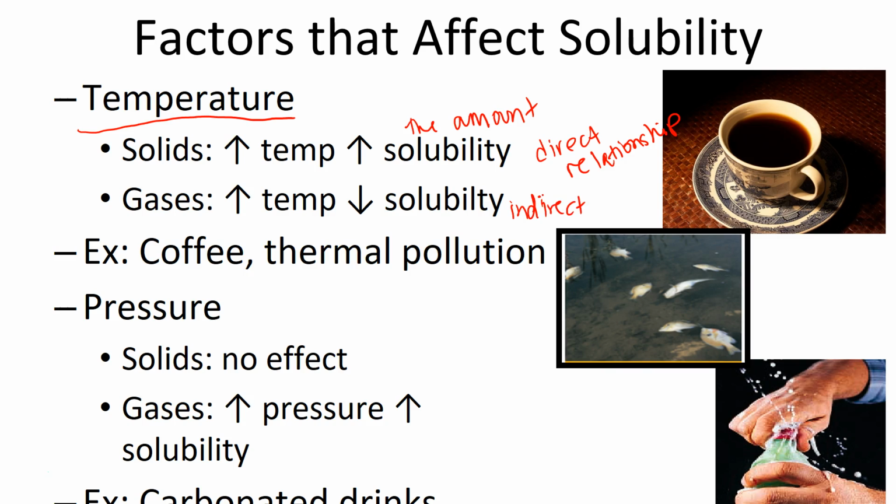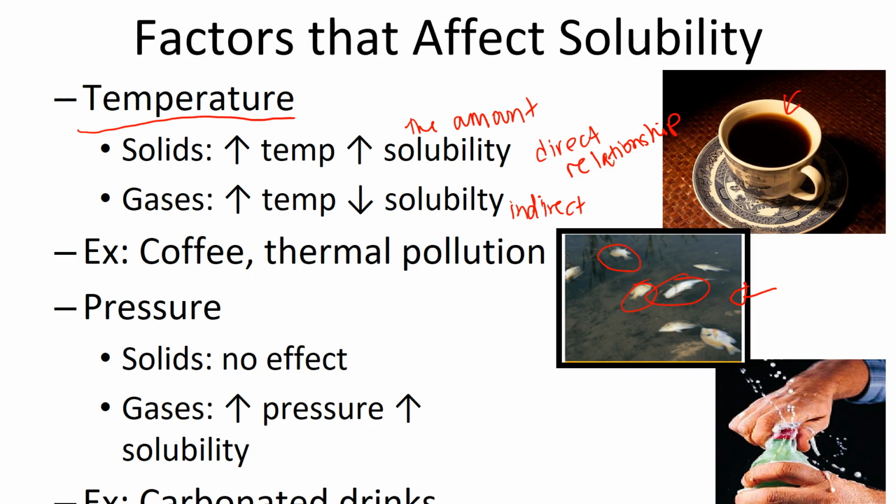Now, if we look at these two examples, like this coffee cup here, the hotter your coffee is, the more sugar you can dissolve. But with this pond, okay, the hotter it gets, the less oxygen that will be dissolved in the water because the oxygen will just evaporate and leave into the atmosphere, and that leaves a lot of dead fish.